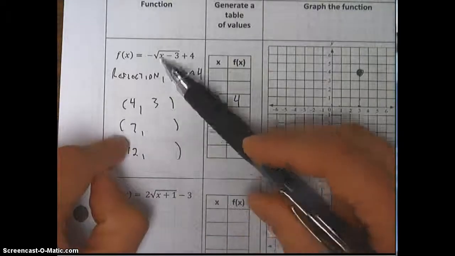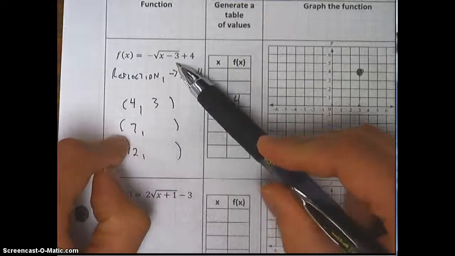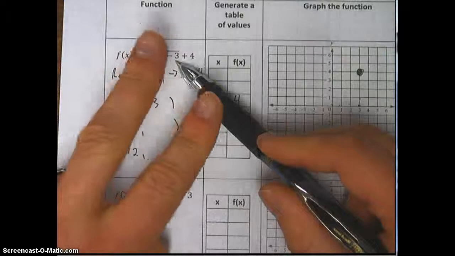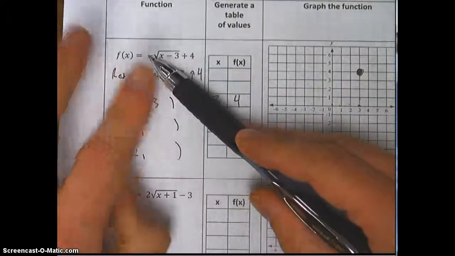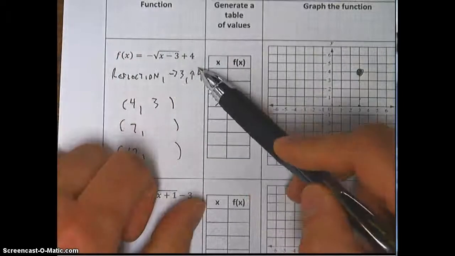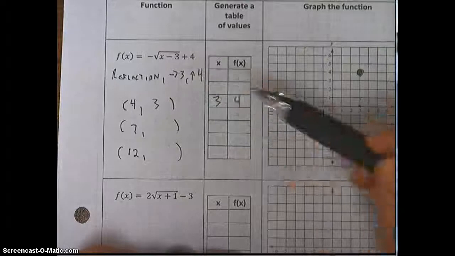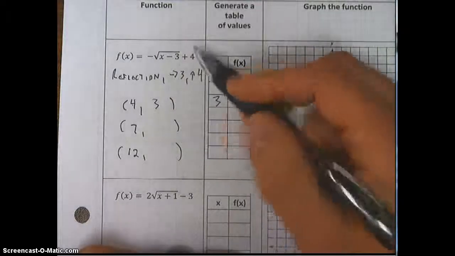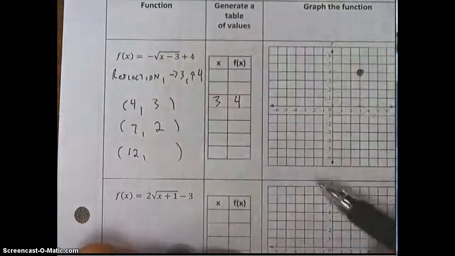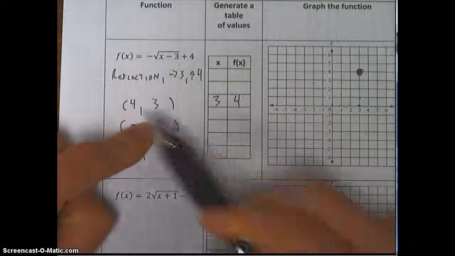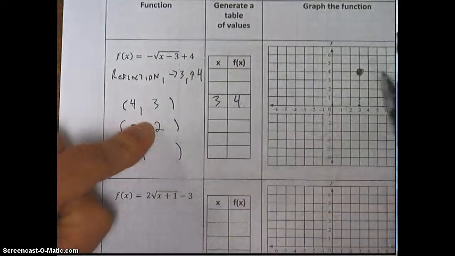You follow this pattern, you're going to end up with a whole number every time. All right, let's plug in the 7. 7 minus 3 is 4. Square root of 4 is 2. Negative, so it's negative 2, plus 4 is 2. Now notice how the y values are going down. That's because it's a reflection. This thing is extending downwards.